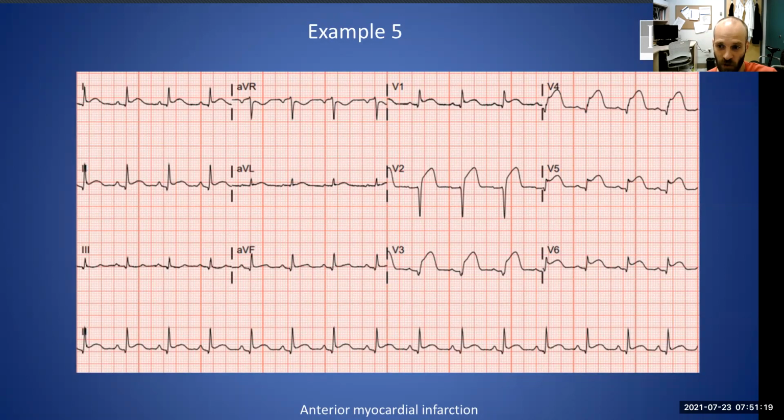And someone with a type 2 pattern will frequently, but not always, become a type 1 pattern if you give them something like procainamide. Thank you, Charlie.